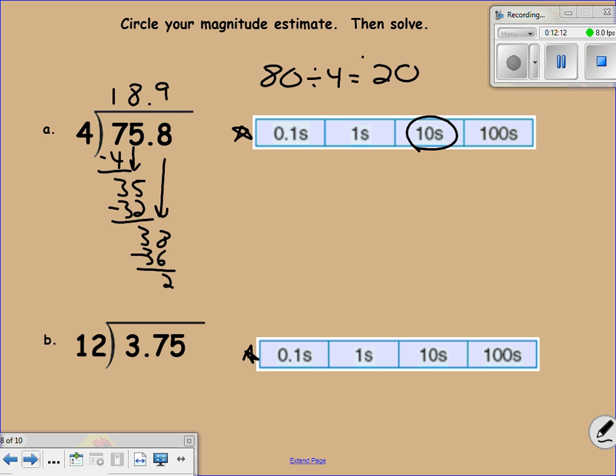Subtract. I have a decimal here, so I can't put a remainder. So I have to make a 0, and I have to bring it down. First one of the video where we have to do this. 4 goes into 20 5 times. 4 times 5 is 20. I'm going to subtract. I get a 0. My answer is 18 and 95 hundredths, which is extremely close to 20. So I did this correct.